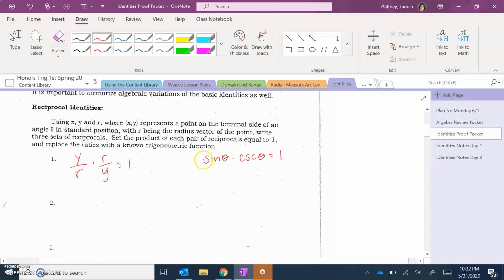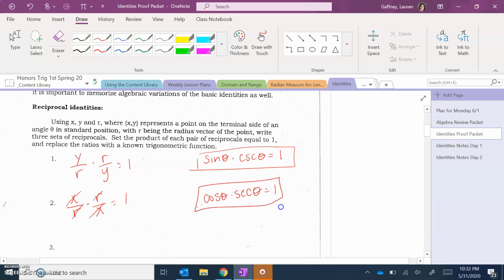They are reciprocals. That is important. Okay, so let's talk about cosine. If we take its reciprocal, so cosine is x over r, its reciprocal is secant. Well, secant is r over x. If you multiply these together, those cancel, you get 1. Same thing here, cosine and secant, its reciprocal. When you multiply them together, they turn into 1.